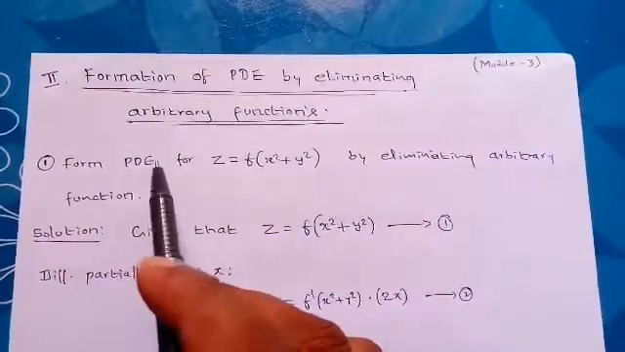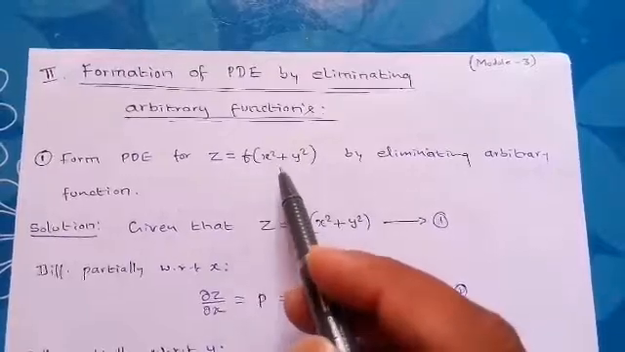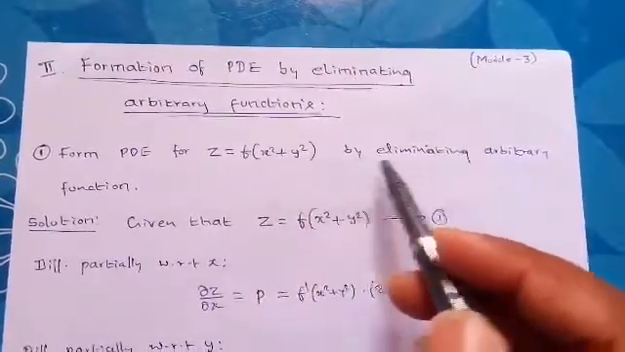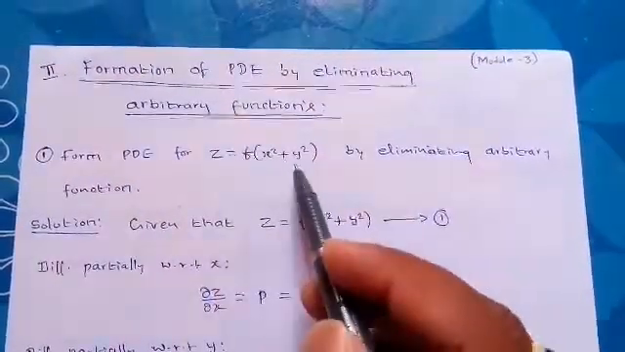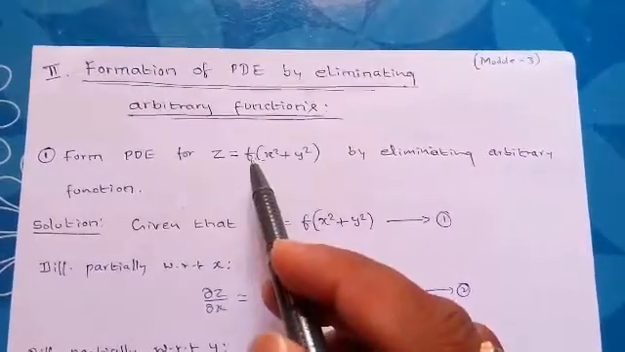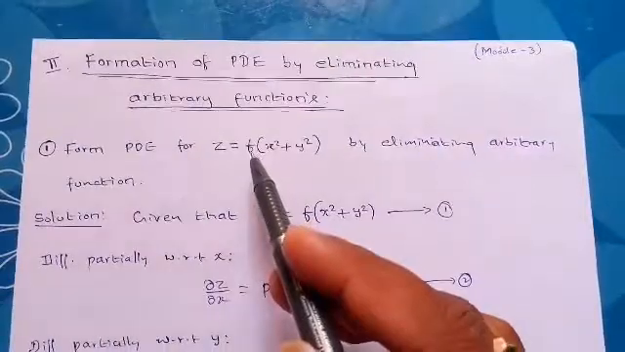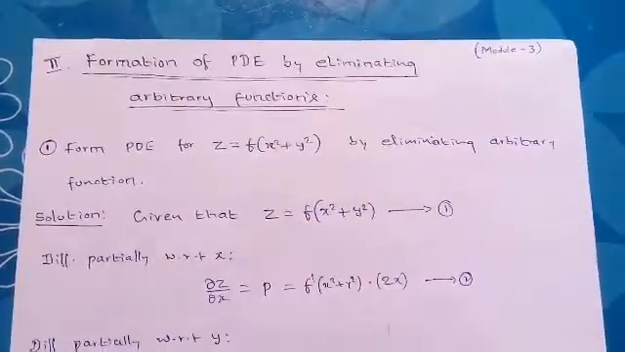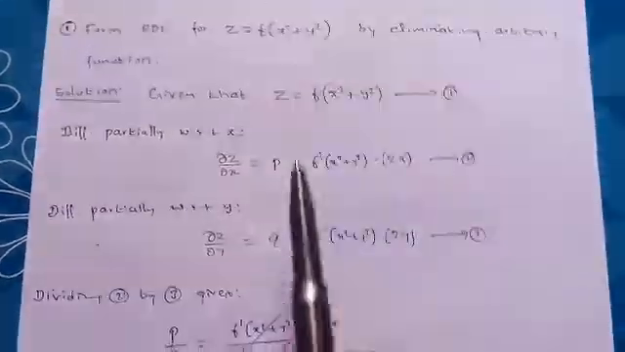Form partial differential equation for the function z equal to f of x square plus y square by eliminating the arbitrary function. Here, this is the given equation. Here, f is the arbitrary function. We have to construct the partial differential equation. In that, we have to eliminate this arbitrary function f. It is a very simple problem.